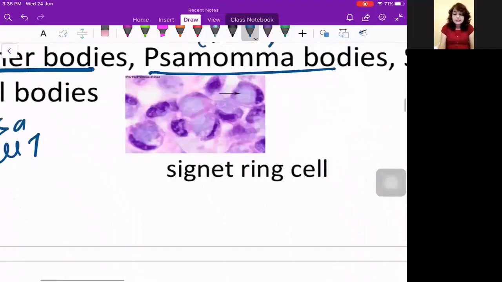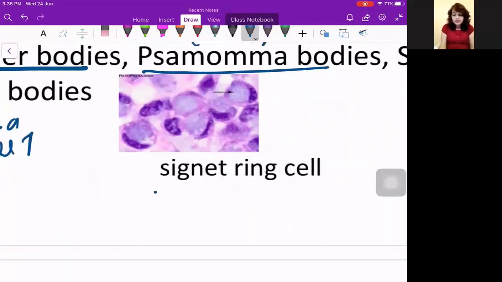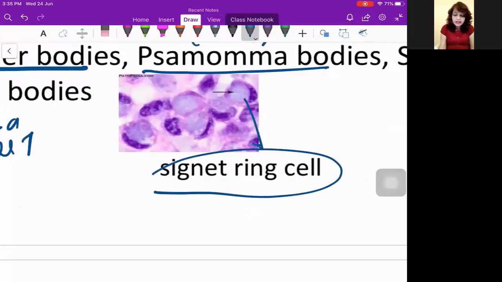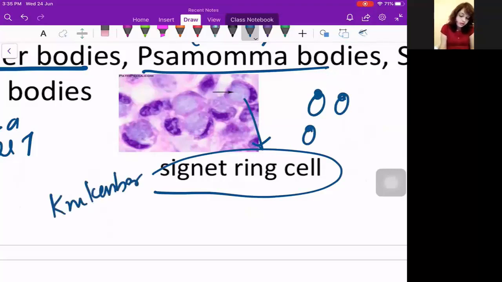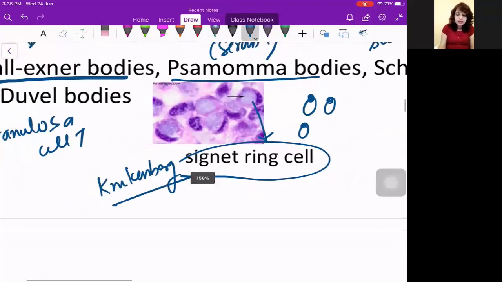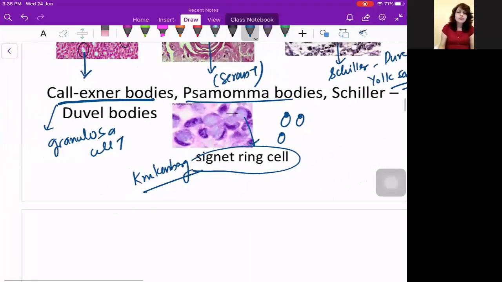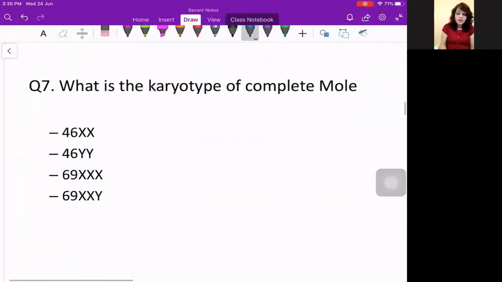Now, signet ring cell, the cells are like this. So this is seen in Krukenberg, which is a metastatic ovarian tumor. Next, what is the karyotype of complete mole?